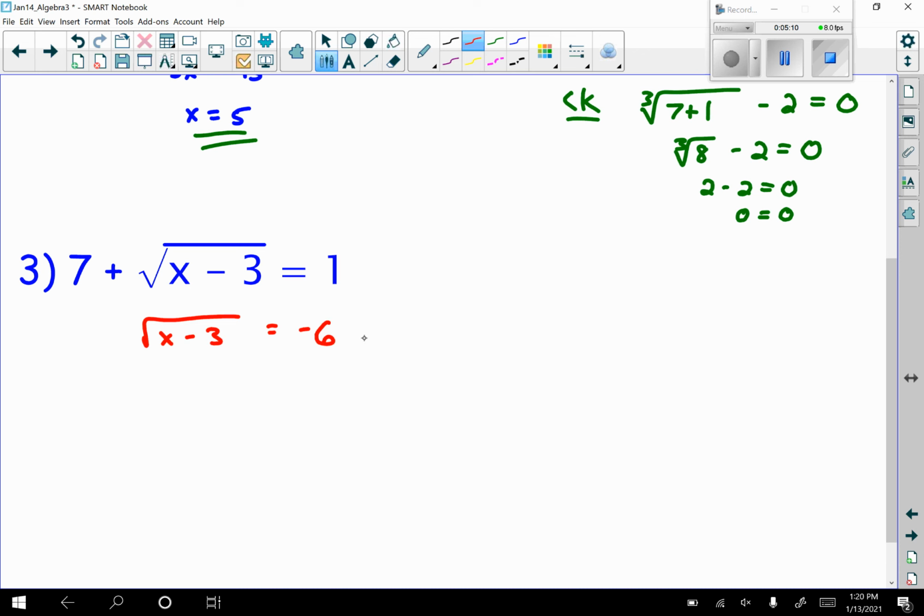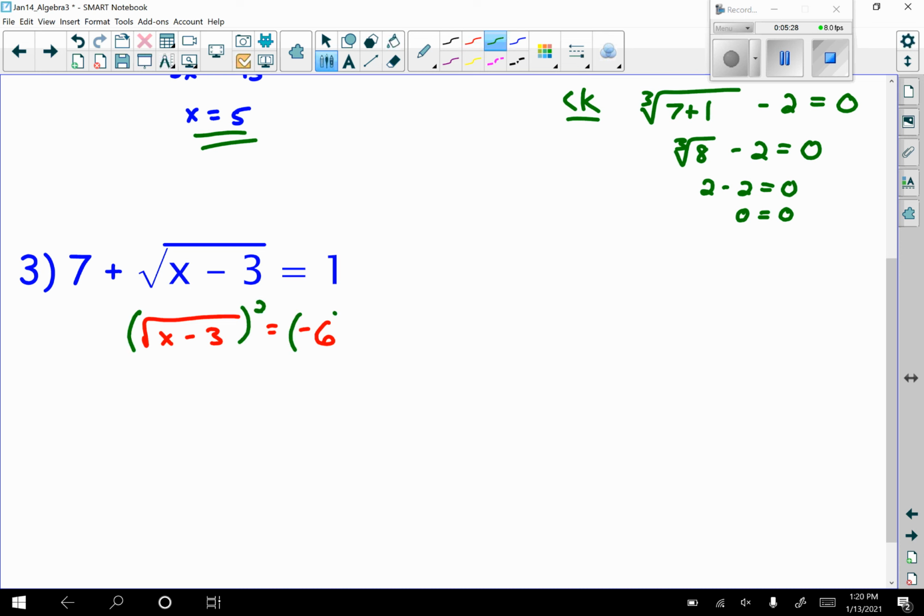Now right here, it's a little bit of a warning sign. We have a positive square root, much like an absolute value is always positive. We have a positive square root equal to a negative number, and that's never going to happen. But even if we didn't catch that, let's continue to solve.